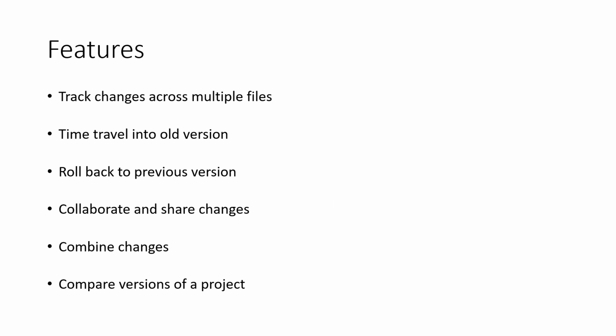Okay, fine. So now the question is, what are the different features of Git? The same thing: we can track changes across multiple files. So it's a repository-based thing.